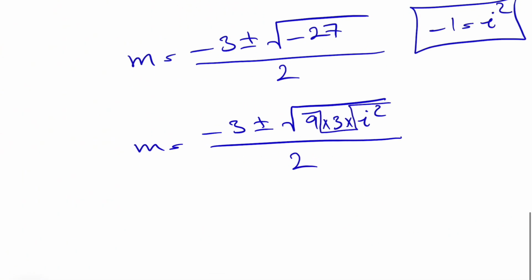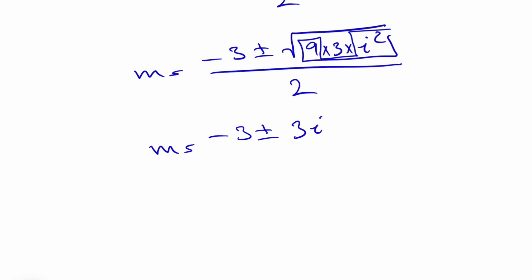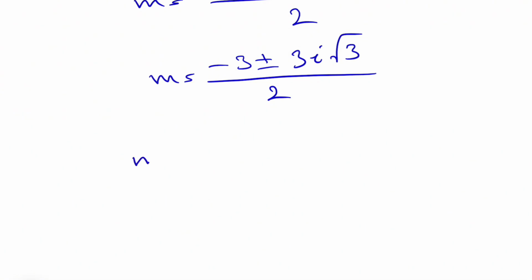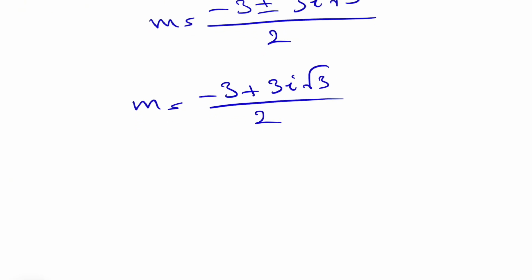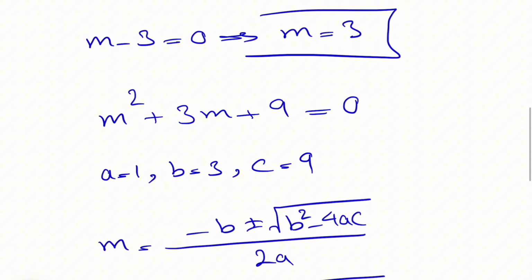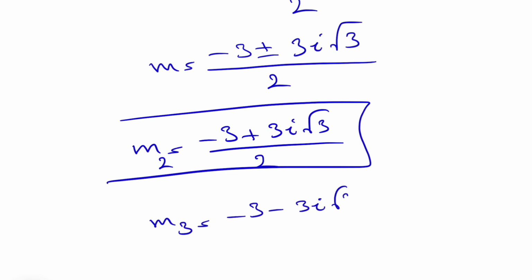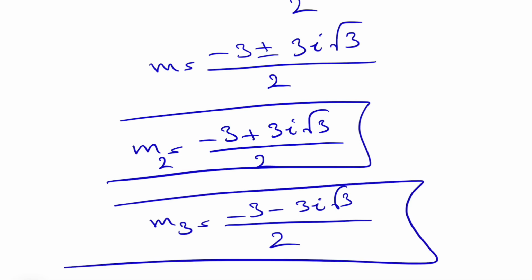and we can see that these two can get out of this square root, so our m will be minus 3 plus or minus, the square root of 9i squared will be 3i, and we're going to end up with a square root of 3, over 2, and we will get two more answers in here. One of them will be minus 3 plus 3i square root of 3 over 2, and that would be the second answer. The first answer was what we found in here. So that's our first answer. This will be the second, and we have our m3, which is minus 3 minus 3i square root of 3 over 2, and that would be the third answer for this question.